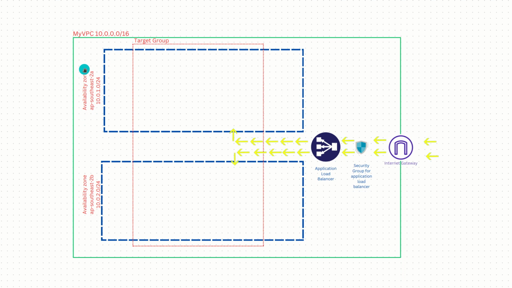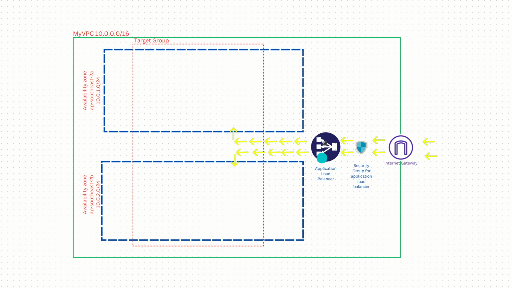This is one availability zone, Asia Pacific Southeast 2A, with this subnet, and another availability zone, Asia Pacific Southeast 2B, with this subnet. And then we will have our VPC in this CIDR range. I am planning to use an application load balancer, but this is not necessary. If you don't want to, you can deploy an application with an auto scaling group without an application load balancer. That's up to you, but I'm going to use an application load balancer.